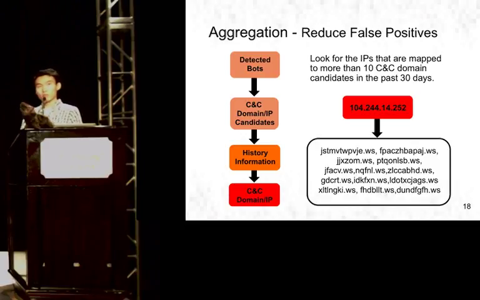But still, there are some false positives there, and a few legitimate domains were labeled as CNC domain candidates. So that's why we want to go back to use some historical information. So we look for the IP addresses that are mapped to more than 10, actually the threshold can be set. We use more than 10 CNC domain candidates in the past 30 days to detect the specific CNC domain and IP address. And here is an example of what we detected when we run our BotDigger. And as we can see here, most of the domains, or all of them, are random.